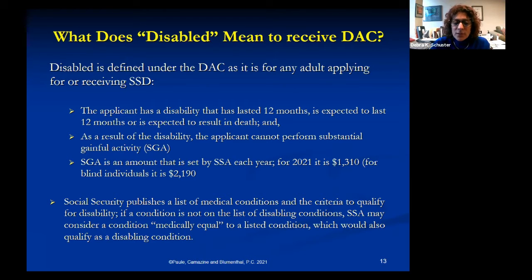Social Security publishes a list of medical conditions and the criteria to qualify for disability. If a condition is actually not on the list of disabling conditions, Social Security may nonetheless consider a condition medically equal to a listed condition, which could also qualify. So again, if someone is in doubt, it does not hurt to apply. Unfortunately, people may have to apply more than once to actually have their application approved for disability or for a disabled child.